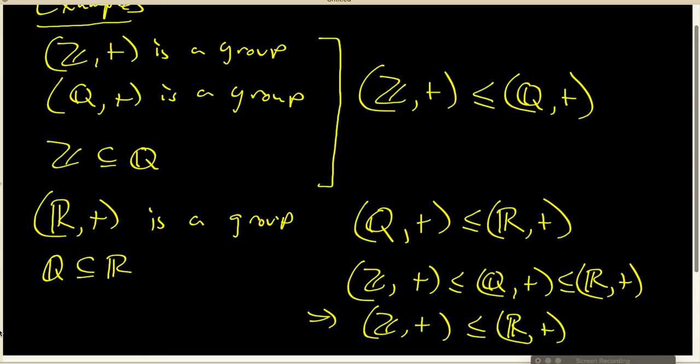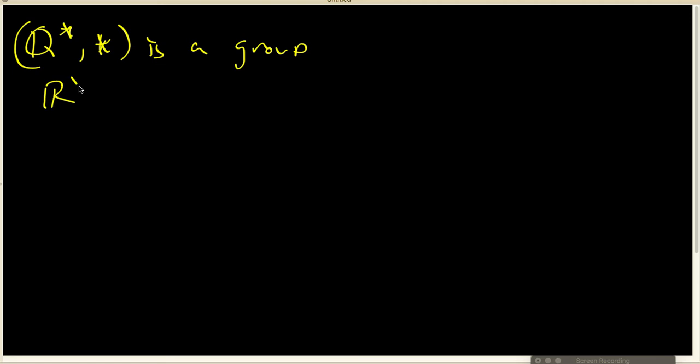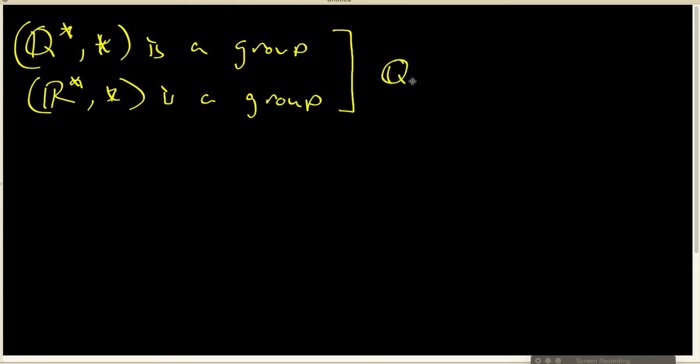If we look at our multiplicative number groups, we also know that Q star under times is a group. And we know that R star under times is a group. And the times operation is exactly the same, so both of these are enough to say that Q star under times is a subgroup of R star under times.